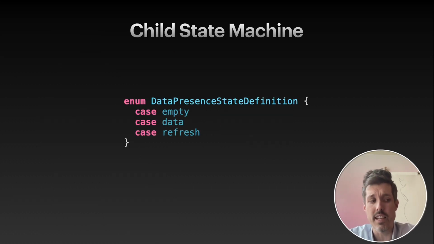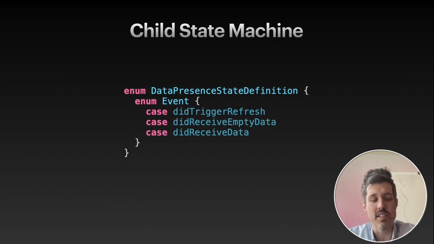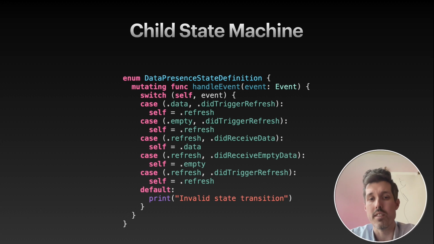So let's create a new state definition and list these states: empty, data, and refresh. We'll go through the same exercise, creating an event enum for these different states. So we can trigger a refresh, we can receive empty data, or we have the receive data event like we had before. Now, once again, we have handle event. We're not going to go through this in detail, but it's there. And here's where things get interesting.